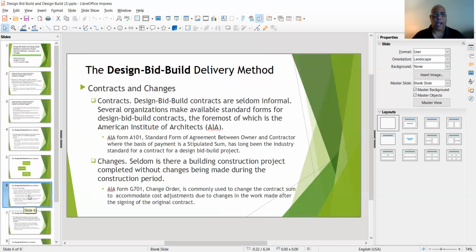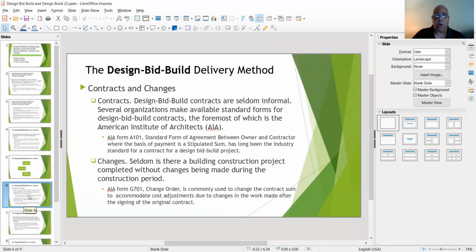Now, the design bid build delivery method, with every contract you have changes. Now, the contracts. Design bid build contracts are seldom informal. Why? Because several organizations make available standard forms for design bid build contracts. The biggest firm that everyone knows is AIA, the American Institute of Architects. And that form is AIA Form A101.